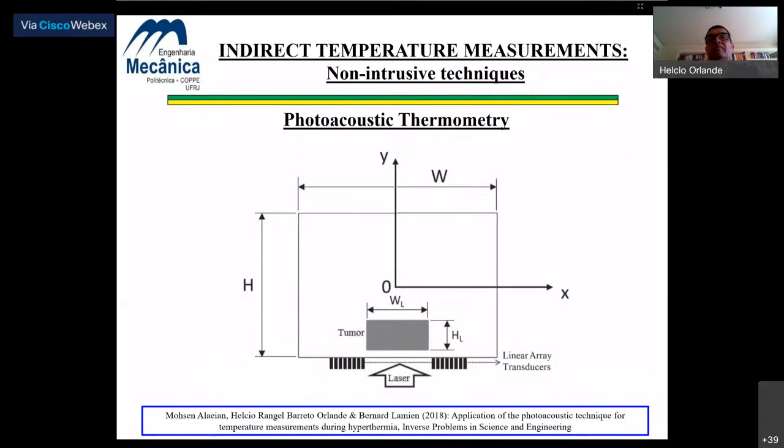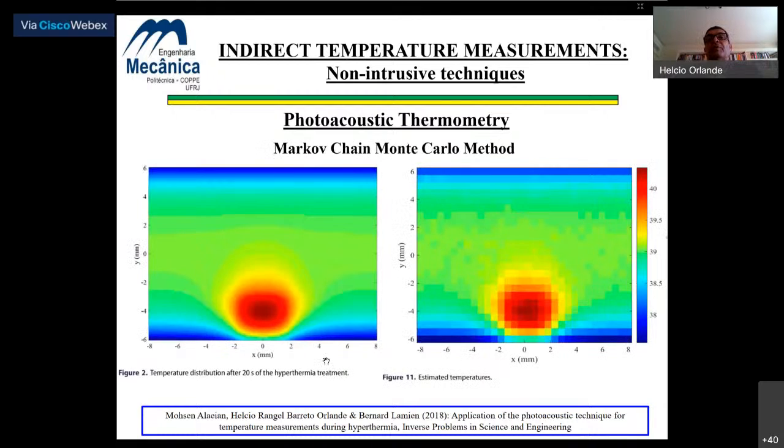We have considered the case of a skin cancer in a rectangular region, which is heated by a laser. And this tumor contains nanoparticles, and a laser pulse is used to generate the acoustic pulses, which are measured by the non-intrusive transducer. The photoacoustic thermometry inverse problem was solved by the Markov chain Monte Carlo method.